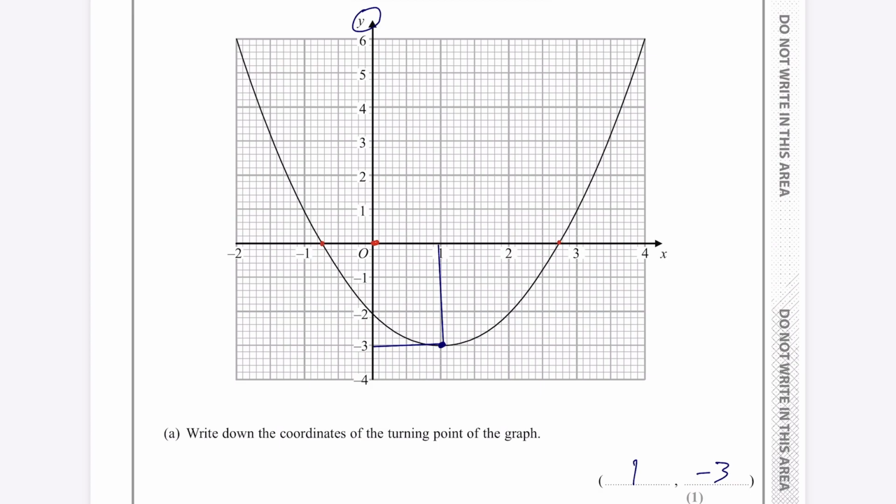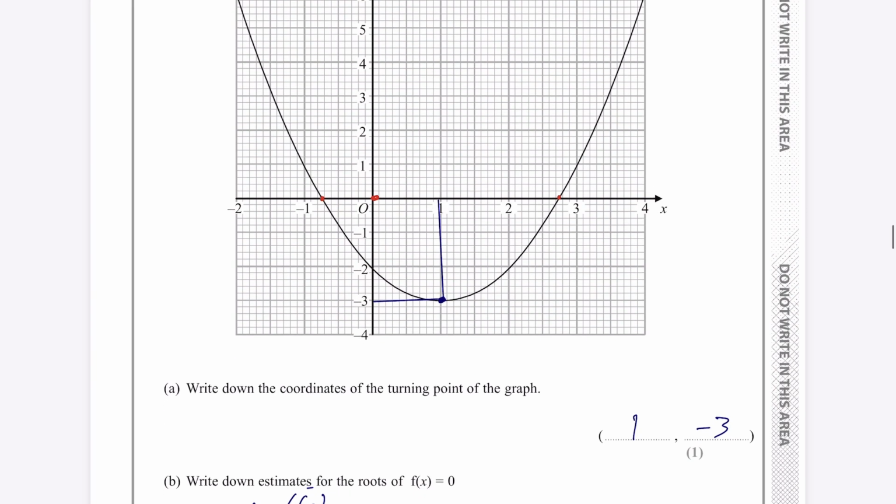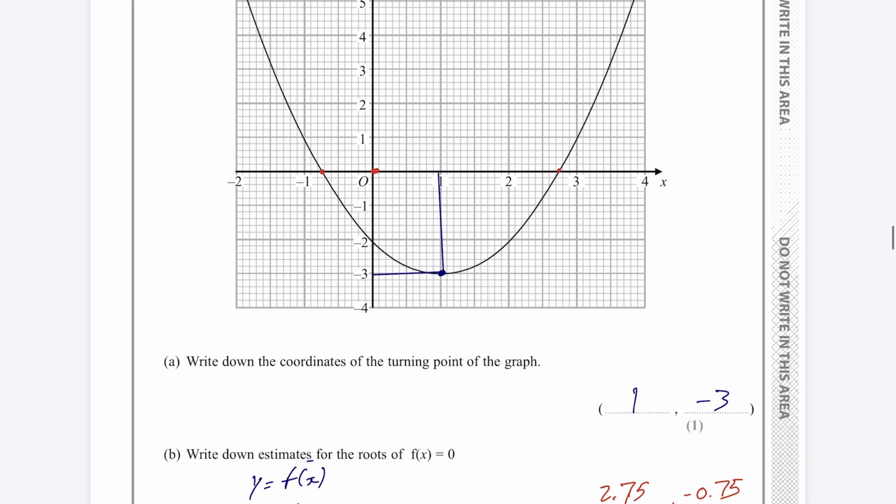The roots are going to be where it crosses the x-axis, so that is 2.75 and minus 0.75. The mark scheme accepts any answer in the range 2.7 to 2.8, and then minus 0.7 to minus 0.8. So as long as you're in that range, that's fine. But for this one, it's the correct answer only, so you must get that.